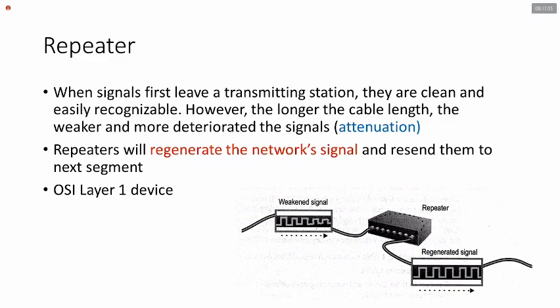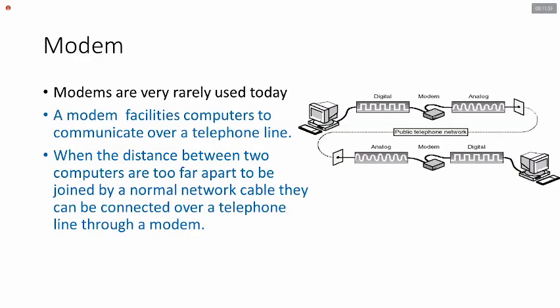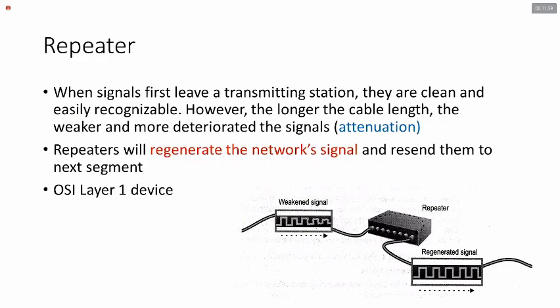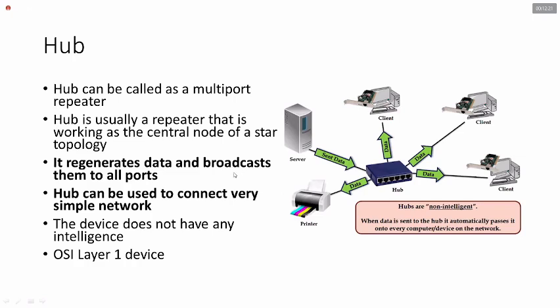Both the modem and repeater are layer 1 devices. Layer 1 devices don't have any intelligence. They just do a physical operation on the signal. What is the meaning of that signal? What data is contained there? What addresses are in the signal data? They are not aware of that, and they are not concerned about it, because that is not part of the job of the modem and the repeater.